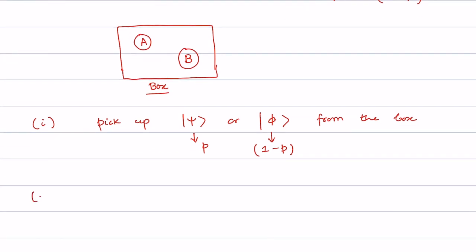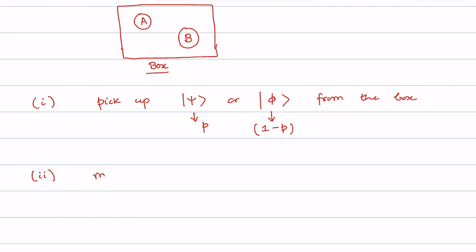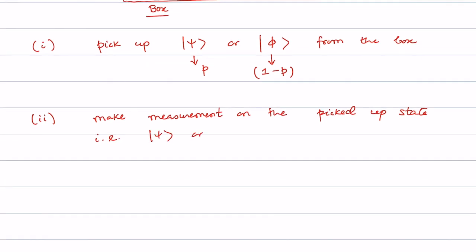And in the next step, you are going to make a measurement on the picked up state, that is ket psi or ket phi, right? So you may pick up ket psi with probability p, and the classical probability of picking up ket phi is 1 minus p.